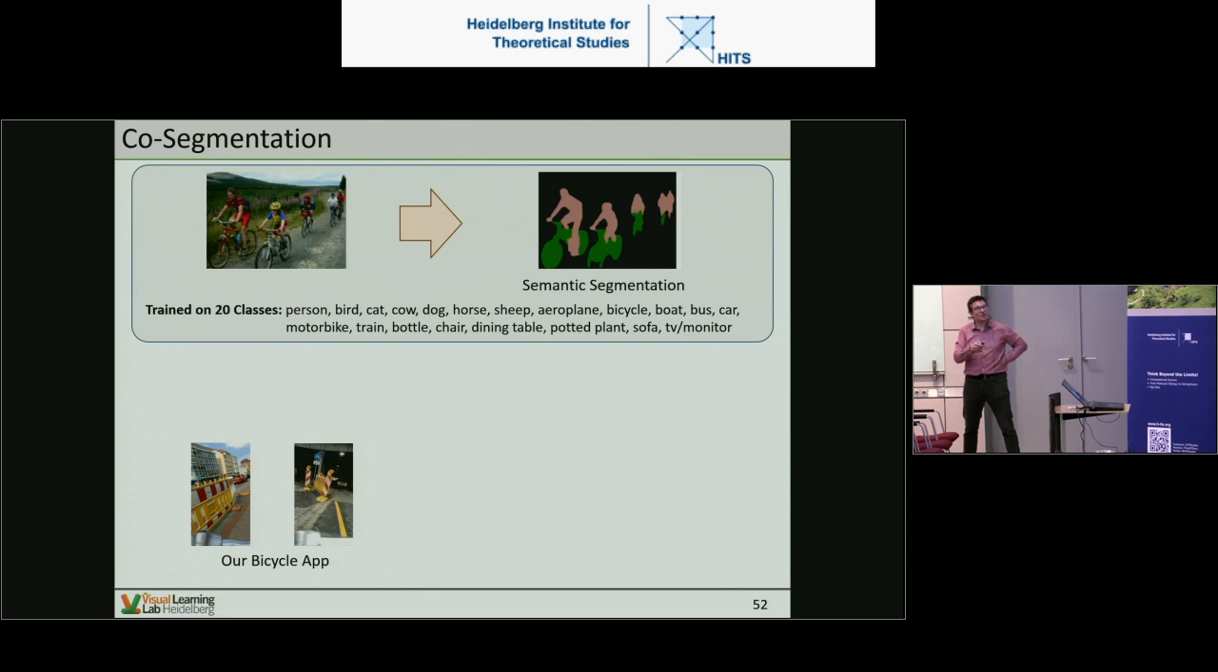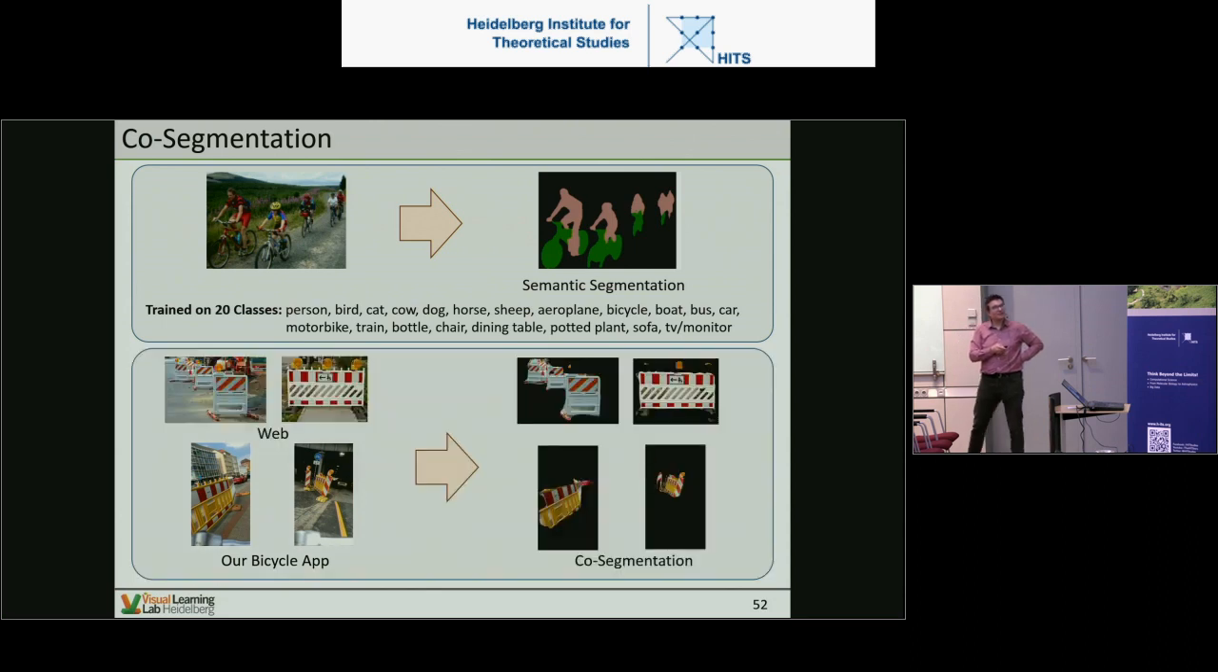And how do I do this? Construction site is not in the list. So what we did was we simply went on the web and took a lot of images of construction sites to give me examples of construction sites. And then we train a network, and I'll show how the network looks in a second, to automatically segment the common objects between all these images, called co-segmentation. And the common thing is this construction site.